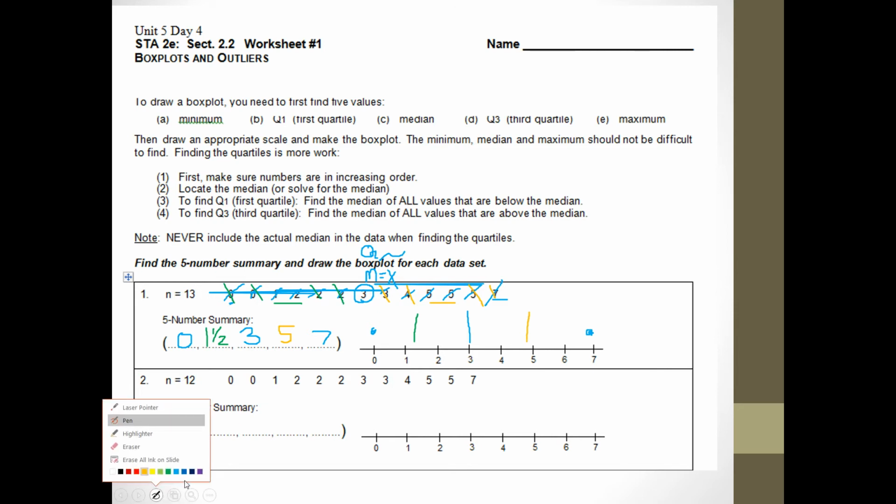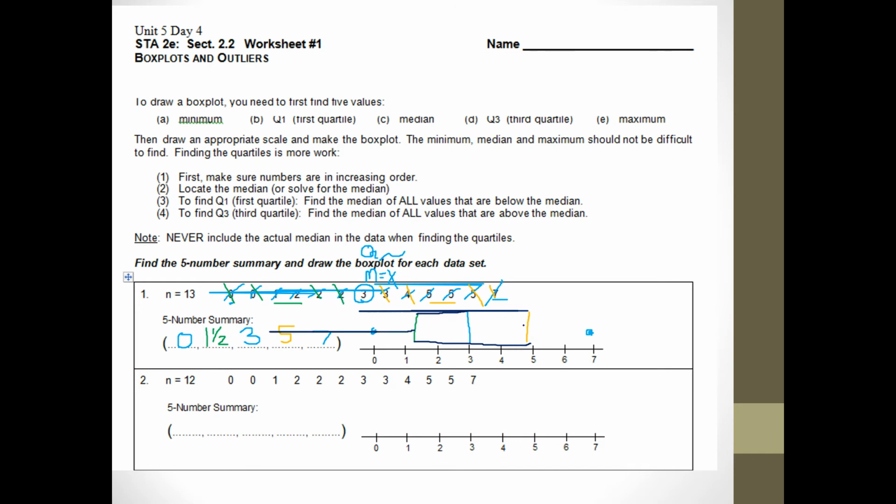And then I'm going to come back and make horizontal lines to connect the verticals. And then I'll make a horizontal to make the whiskers. I'm not sure why my computer keeps making those really long lines. Okay, so there is your box and whiskers. Now let's go ahead and do the next one.